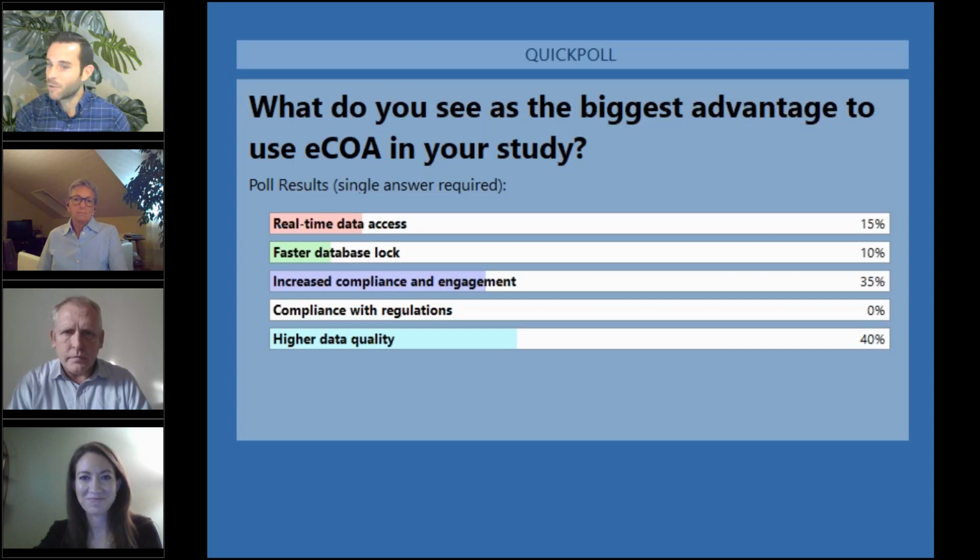Nice. Okay, so data quality. I think that was one of the most important things we wanted to get across today, and the compliance and engagement. Right. Again, we're at Clario not selling a device or a technology. We're selling regulatory compliant, high quality data, and that increased compliance and engagement is paramount to making sure we get that. So I'm glad that came through today.